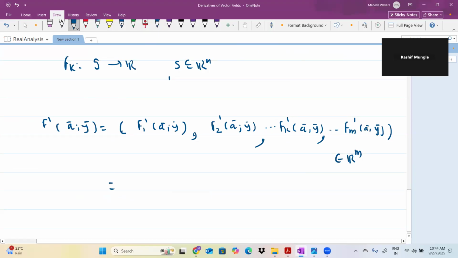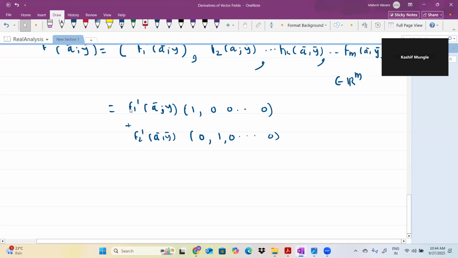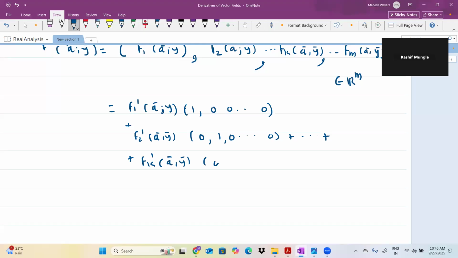we may write this as f1 dash, since it is a scalar value, and I will take 1, 0, 0, and so on. Similarly, f2 dash, I'm adding with this 0, 1, 0, 0, 0. So these are the unit vectors. I am expressing it in terms of a linear combination. So okay, I'll write fk dash a bar comma y bar. At the kth place, you write 1. This one is the kth place.